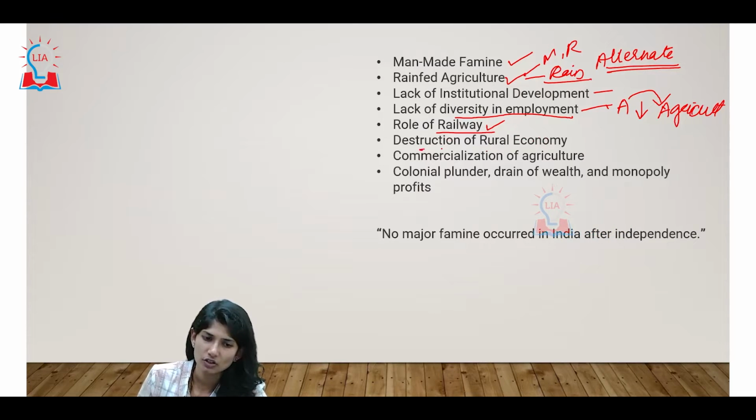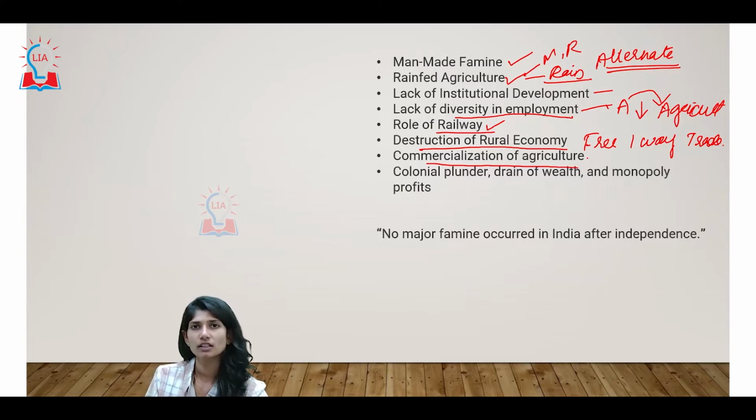Destruction of rural economy. Complete rural economy was destroyed with their free one-way trade. Right? India became an exporter of raw materials, importer of finished British goods. Remember the words, finished British goods. Commercialization of agriculture. All of their indigo, the commercial crops, cash crops, whatever served their market, they made us grow. Thus we became the colony, they became the colonizer.